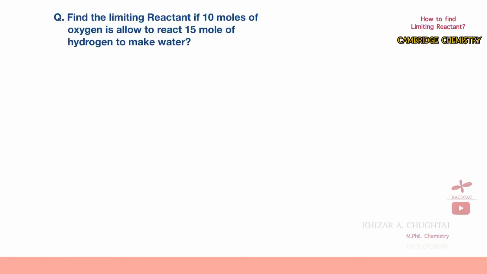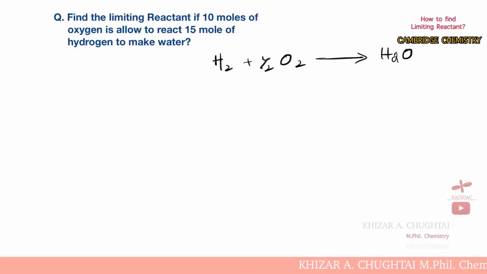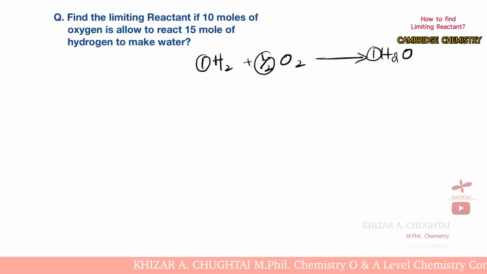Find the limiting reactant if 10 moles of oxygen is allowed to react with 15 moles of hydrogen to make water. Once again, I am going to write the equation. The first step is to make the equation. H2 plus half O2 goes to H2O. Now this is a very simple case in my opinion. 1 mole of hydrogen, half mole of oxygen, and 1 mole of water is formed.